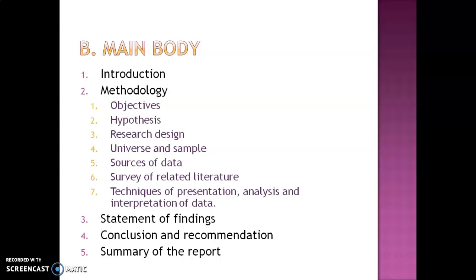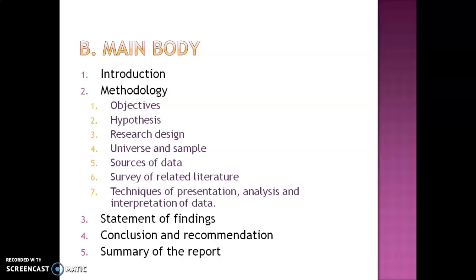Also, the problem should be defined in detail. The exact area of investigation should be demarcated. The source of information should be mentioned. Technical terms used in the report should be defined carefully in the introduction section.